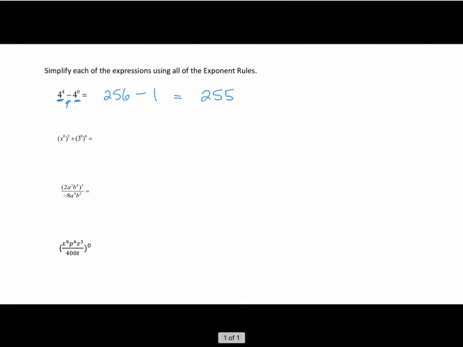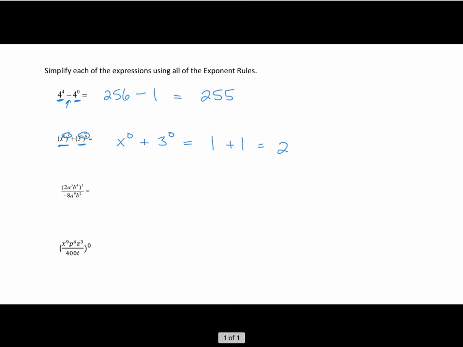In our second example, x to the 0 to the 5th. Okay, so for this term, we've got to apply the power rule. We'll multiply the powers. 0 times 5 is 0. And then our next term, we have another power rule. So we're going to multiply 0 times 6, which is 0. And now the first term, x to the 0, that's the 0 exponent rule. And 3 to the 0 is another 1. So 1 plus 1 is 2.